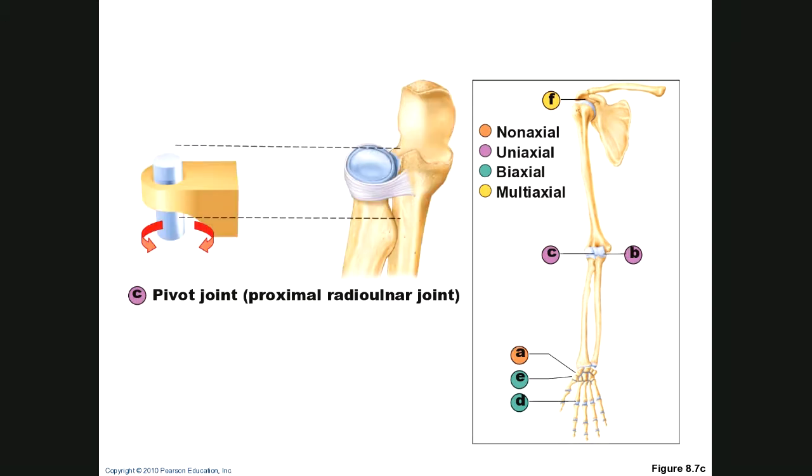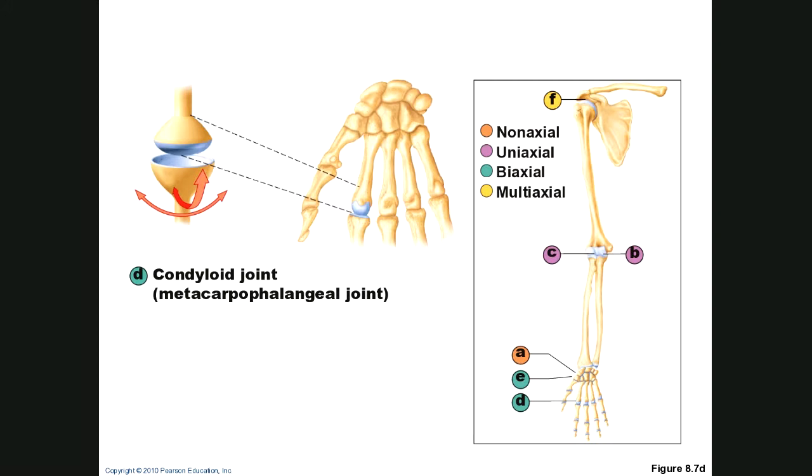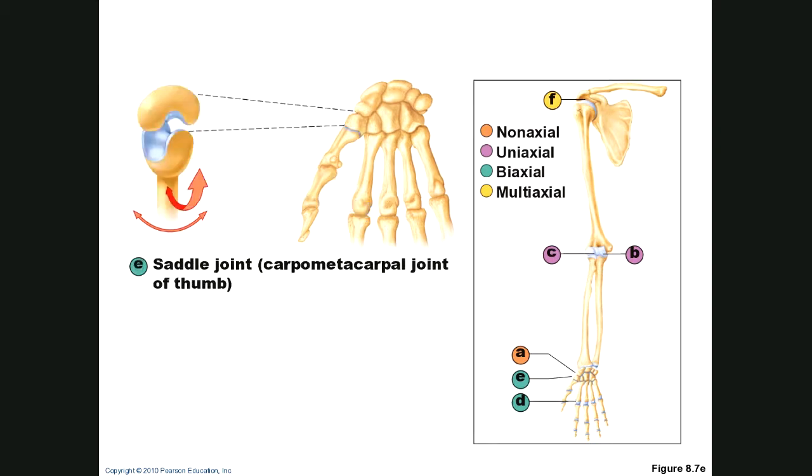Pivotal joints, proximal radio-ulnar joint. You can sit there and see, you can pivot that joint. Condyloid joint is here between your metacarpus and your phalanx, so metacarpophalangeal joint. This is a saddle joint, carpometacarpal joint of the thumb.